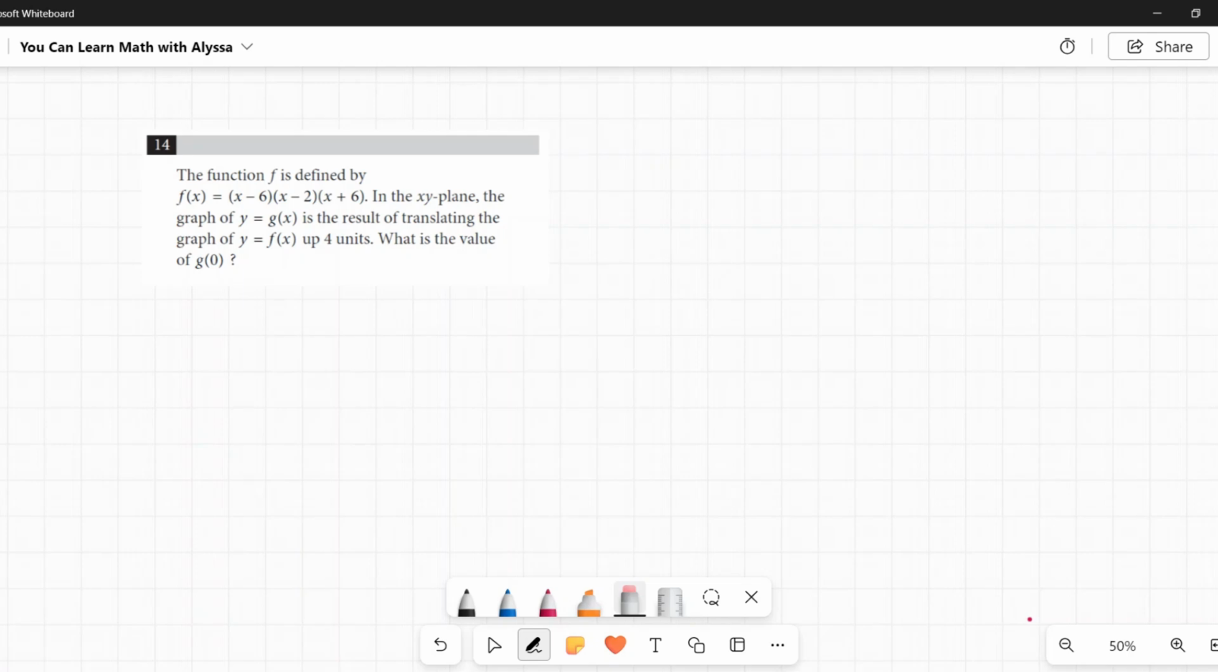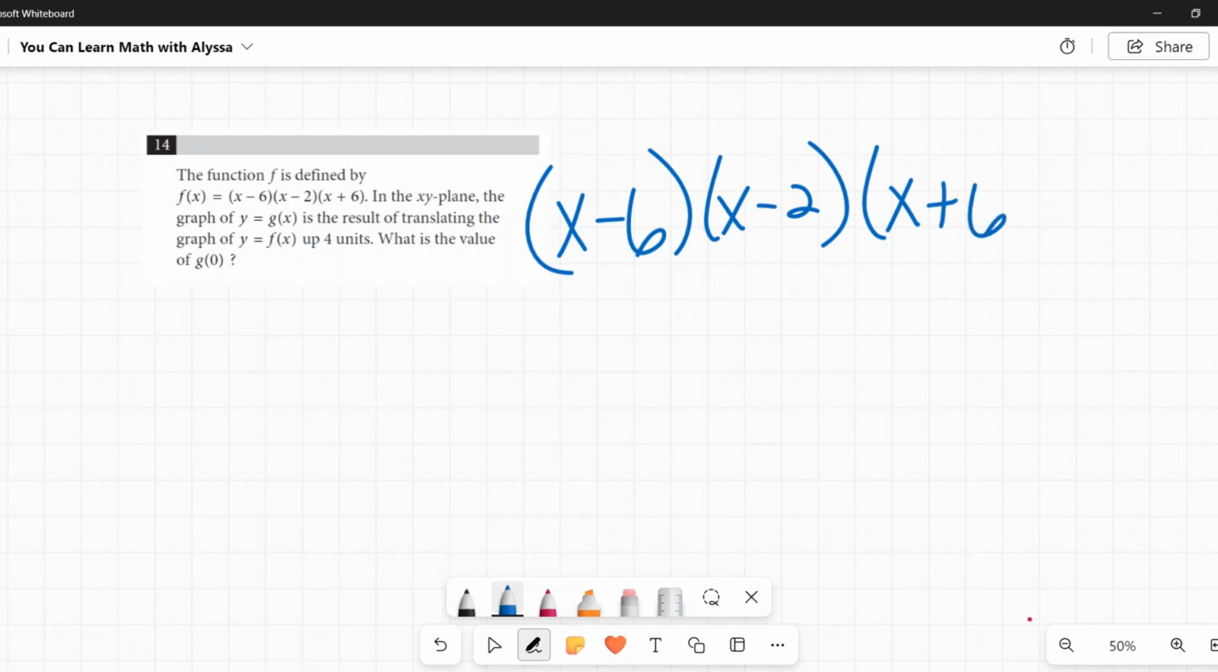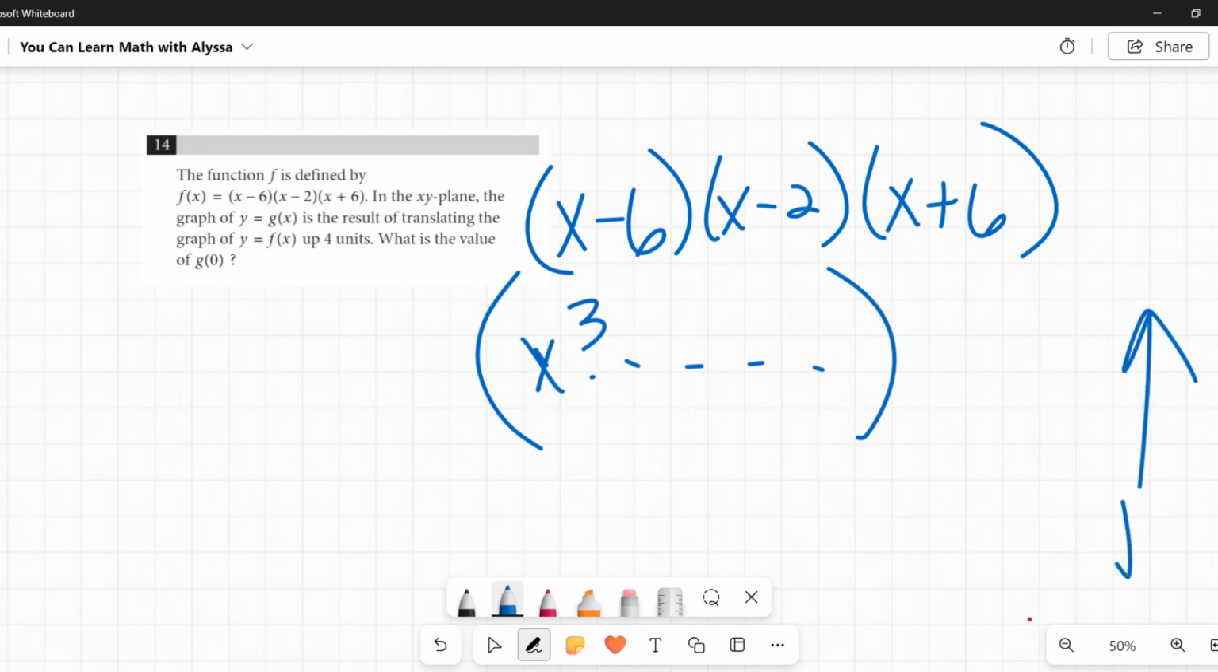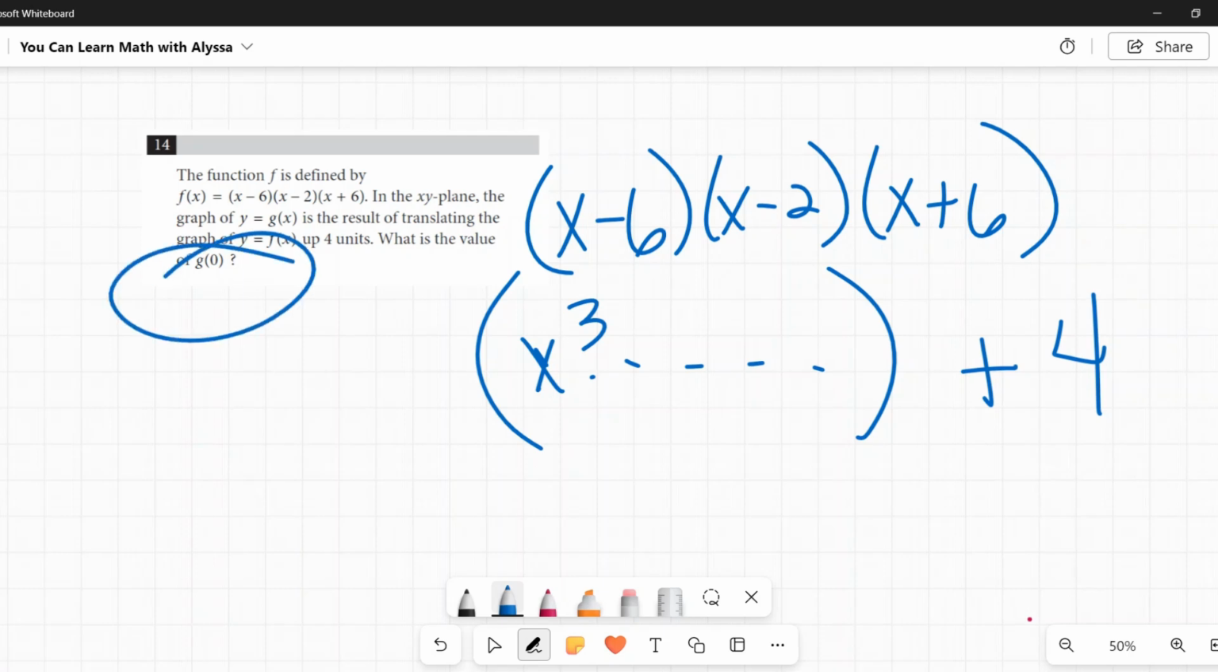So here I have this initial (x minus 6) times (x minus 2) times (x plus 6). Now, if I multiplied all these together, I'm not going to, but if I did, I'm going to get x cubed, and so on. So I'm going to put that as a combined x cubed. If I wanted to translate this up 4 units, you add to the outside. So I'm going to say plus 4. So all of this together, plus 4, is going to move it up 4 units. So it's asking, what is the value of g of 0?